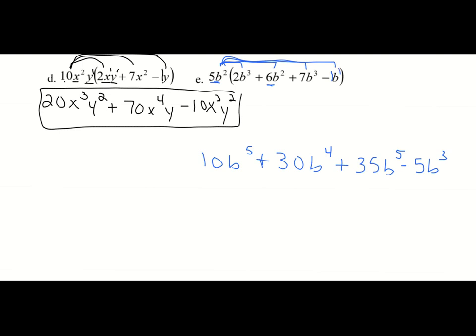Now, with this problem, if you look, we do have one thing that we can do. I have 10b to the fifth power and 35b to the fifth power. Those are like terms, so I can combine them, and 10 plus 35 gives us 45b to the fifth power. Then we'll keep our plus 30b to the fourth minus 5b cubed, and we can't do any more, so that would be our final answer there.